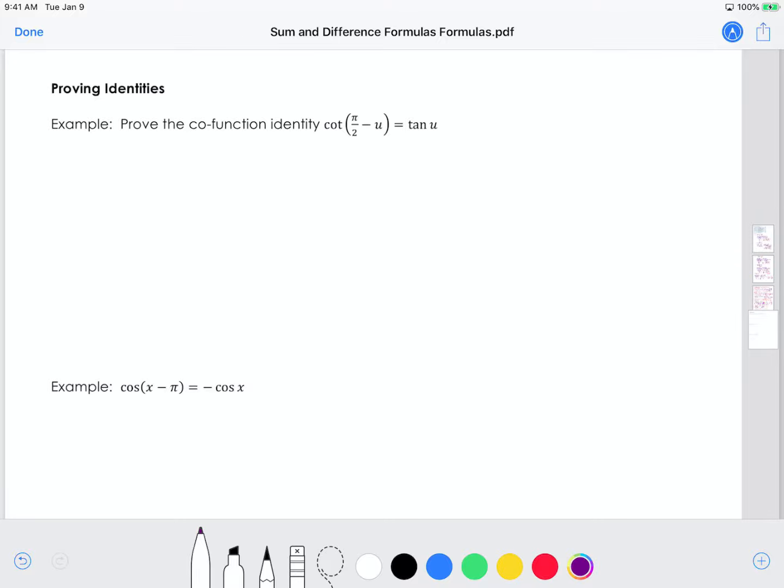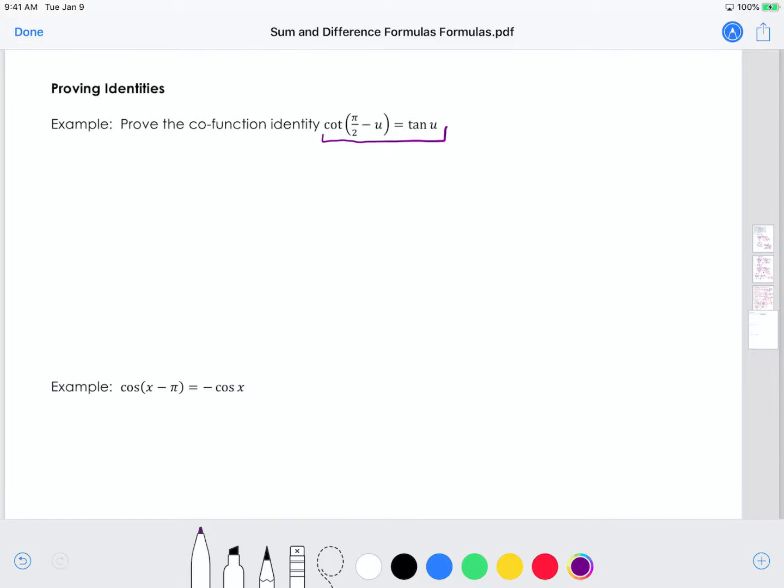Okay, the last thing I wanted to show you, you can use sum and difference formulas to prove identities or solve equations. So in a previous section, we talked about cofunction identities, and now we actually have the tools that we can prove it. So I'm going to prove to you that the cofunction identity for cotangent of pi over 2 minus u is equal to tangent u is true. And we're going to use our sum and difference formulas to do that.